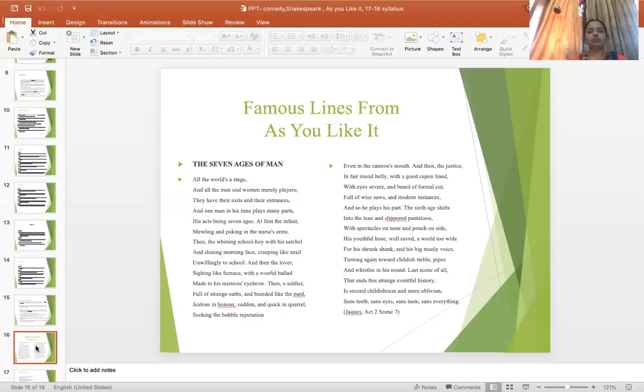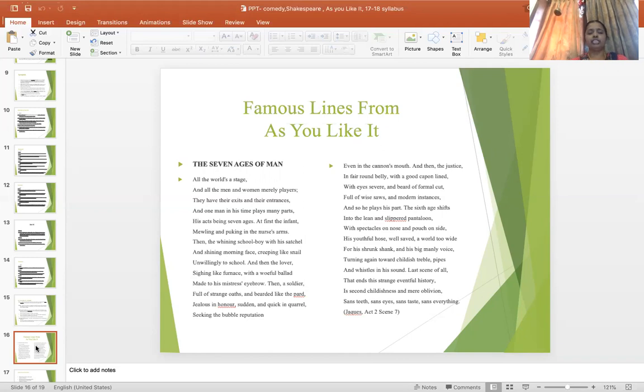All the world is a stage. You might have heard of these lines, but when you read the whole passage, you will really enjoy how Shakespeare reflected the essence and the quality of life, and how he distinguishes the different stages of human beings' life in a beautiful way. All the world is a stage, and all men and women merely players. So the world is a stage, and we are all merely players. I could say that we are all puppets in the hand of the puppeteer.